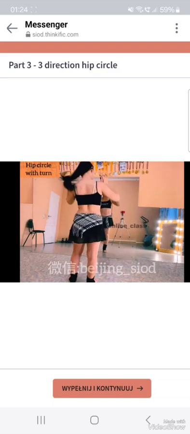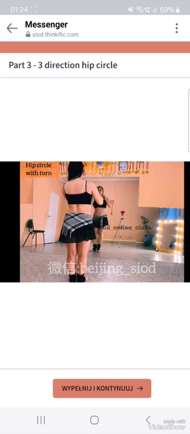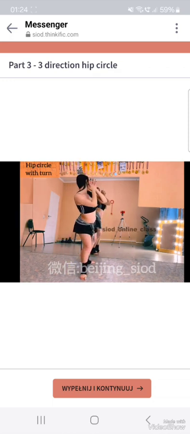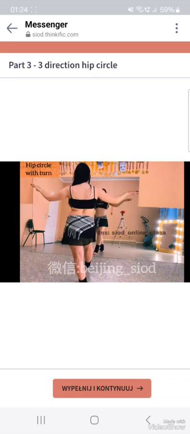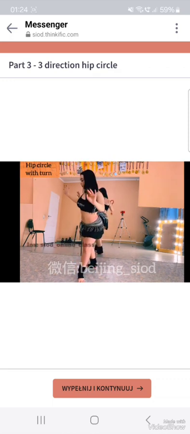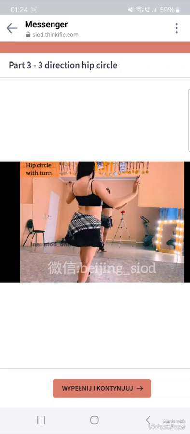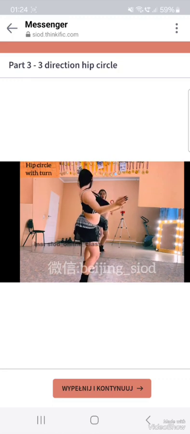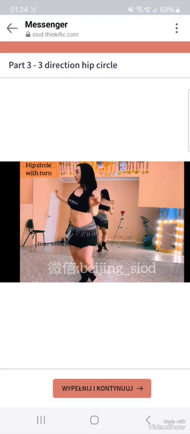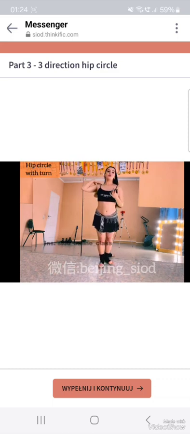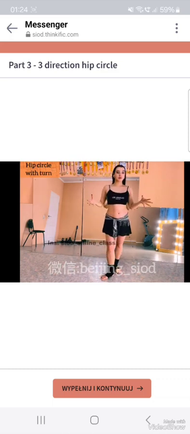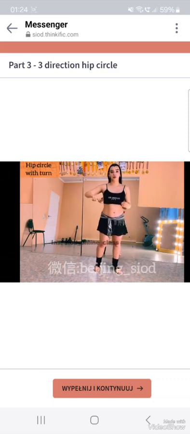Now I will show it from back. 1, 2, 3, 4. 1, 2, 3, 4. So this is how our last kind of hip circle with turning looks.